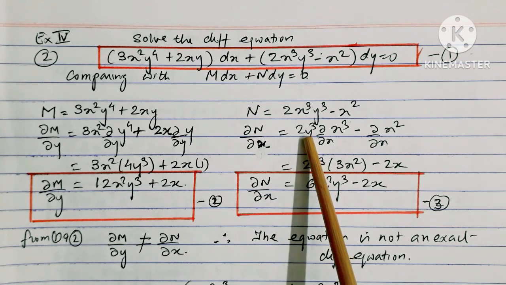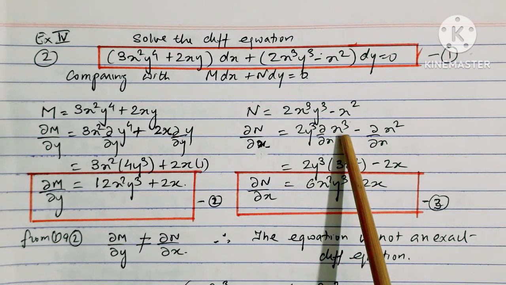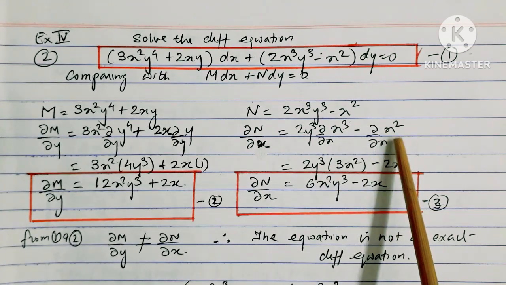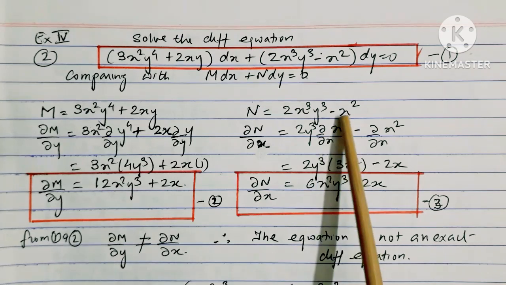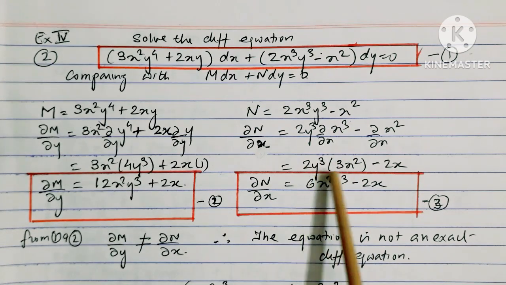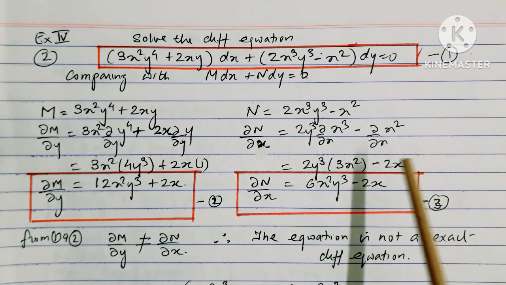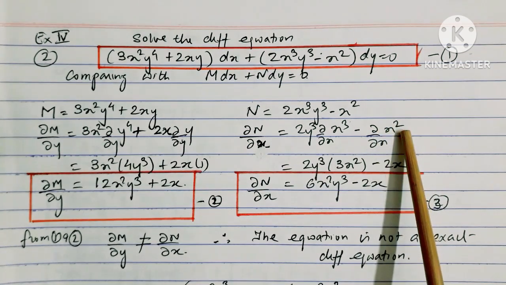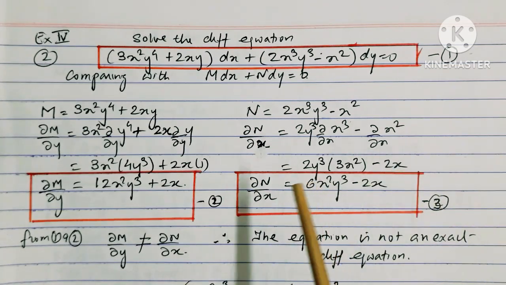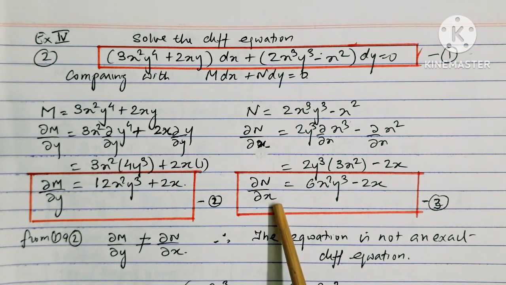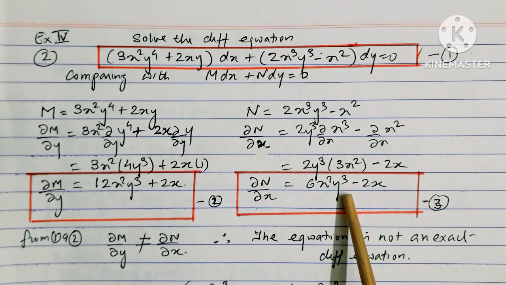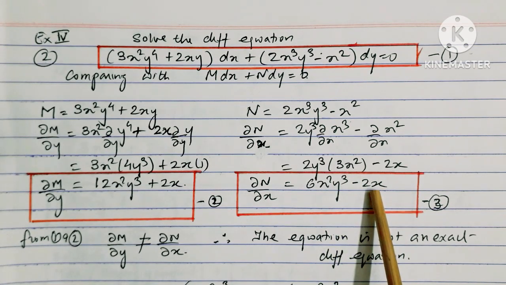So, this would be 2y³ ∂/∂x of x³ minus ∂/∂x of x². Now, ∂/∂x of x³ is 3x². Therefore, this would be 2y³ into 3x², and ∂/∂x of x² is 2x. So, this would be minus 2x. Hence, ∂N/∂x will be equal to 6x²y³ − 2x.